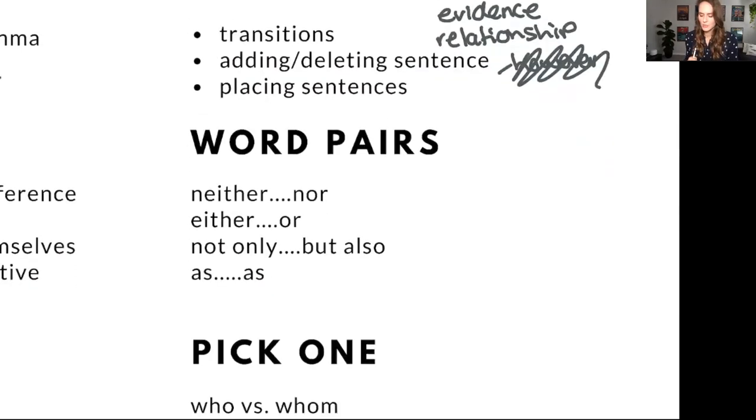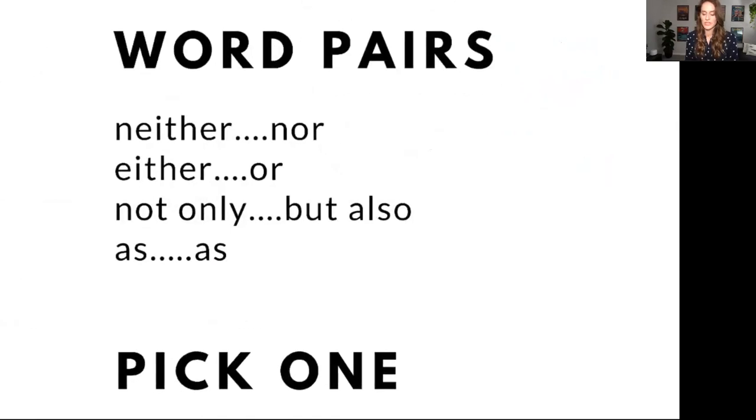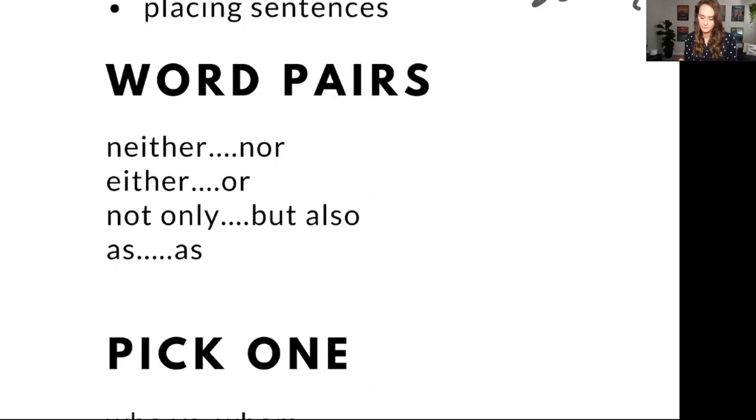Word pairs, these ones always go together. So neither nor, either or, not only but also, as. So you can't use not only without using but also on the SAT. You can't say neither or, you have to say neither nor.